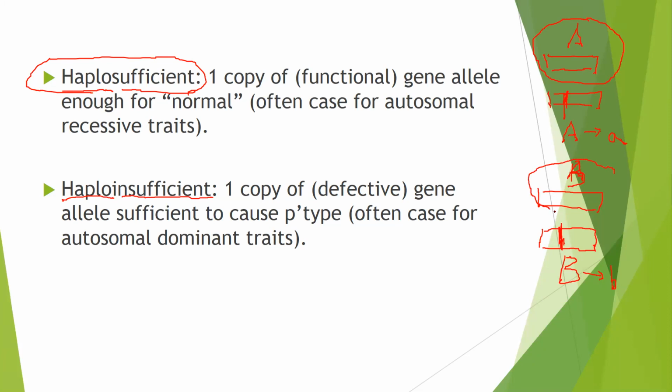Even though this individual has one functional allele, one copy of the wild type allele, the protein produced by this one copy is not enough to maintain the normal phenotypes. So what's the consequence? If the product from the one copy of the wild type allele cannot maintain the wild type phenotype, then this individual will show the mutant phenotype, right? So one copy of the defective allele is sufficient to cause the mutant phenotype. In this case, we call this haplo-insufficient.